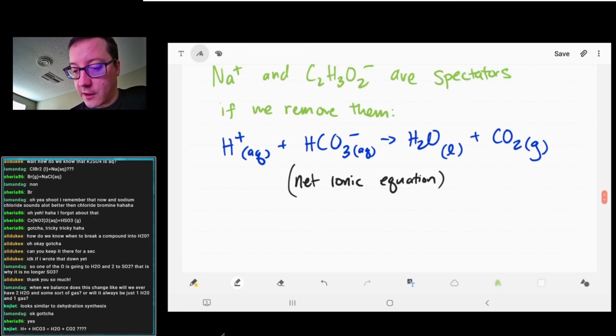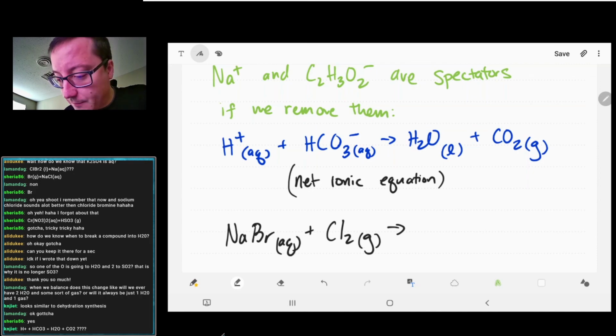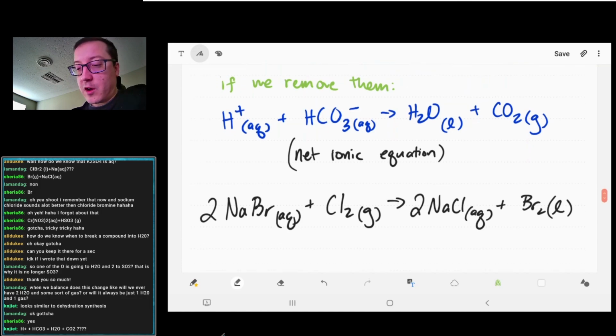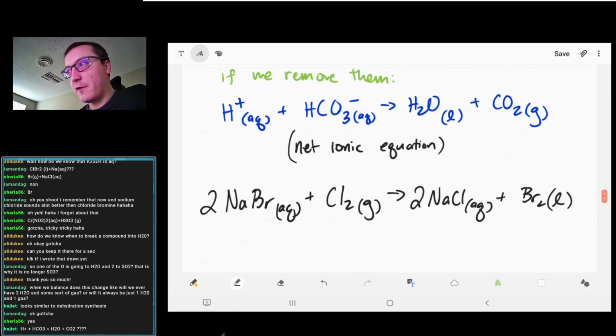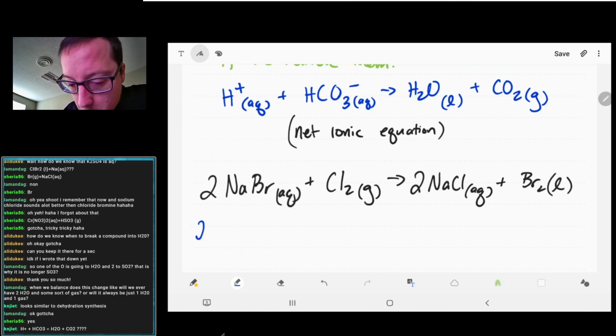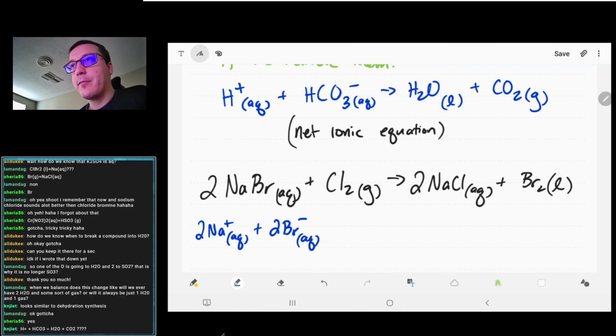If we did that other one before, we had this, right? This was another molecular equation we had. If we want to look at the complete ionic equation, that's when we break stuff apart. So let's go ahead and break our ions. Notice 2 sodium bromides means we have 2 sodiums and 2 bromides. Cl2 is a gas, so that is not changing.